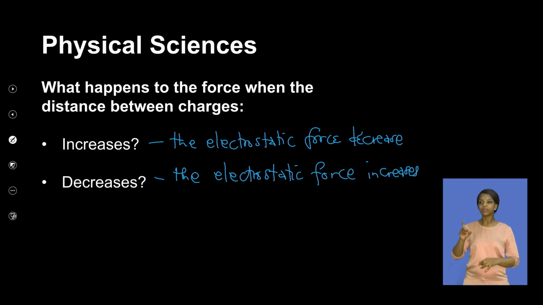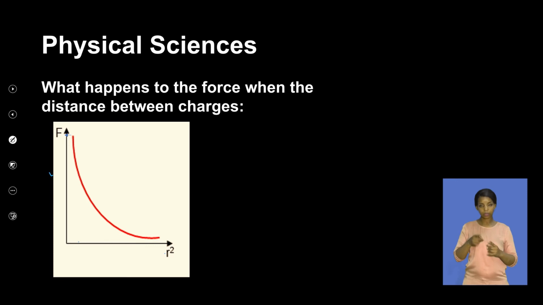So this is the gist of exactly what we want to discover. Now here's a graph that shows exactly what happens. It shows what happens to the force when the distance between the charges changes. Now, the mathematical relationship: the electrostatic force is inversely proportional to the square of the distance. So if the square of the distance increases, what happens to the electrostatic force?